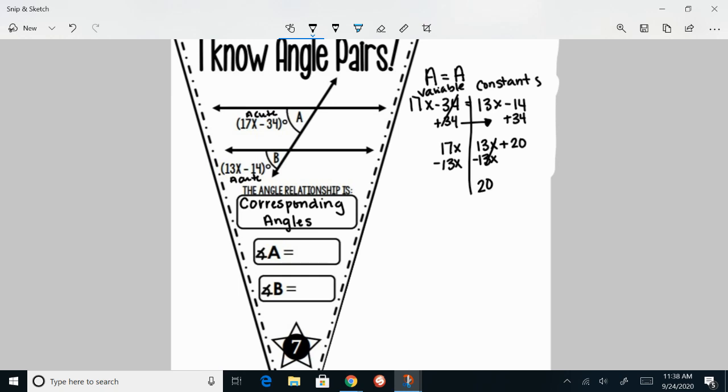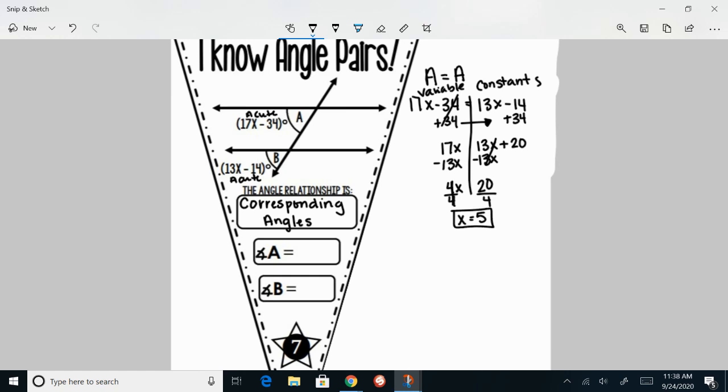Now I'm just going to subtract 17x minus 13x. I'm going to get 4x. And then remember, of course, when you have a number and a variable stuck together, that means that we are multiplying. So in this case, we have to do the opposite, which would be to divide. And I'm going to divide both sides by 4. X is going to equal 5.